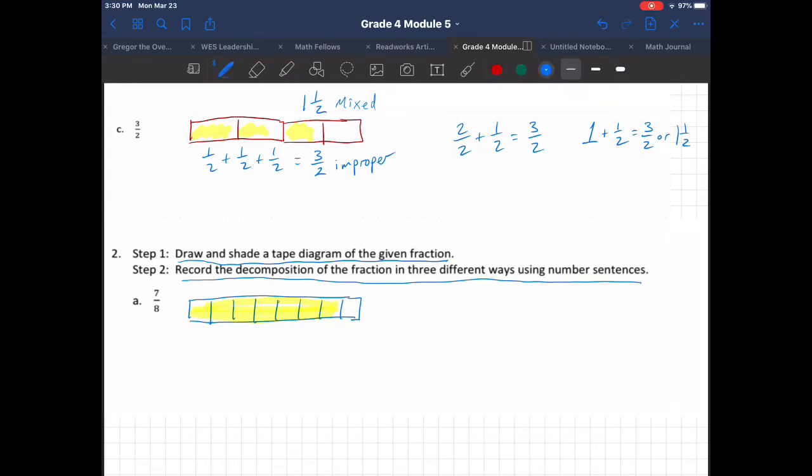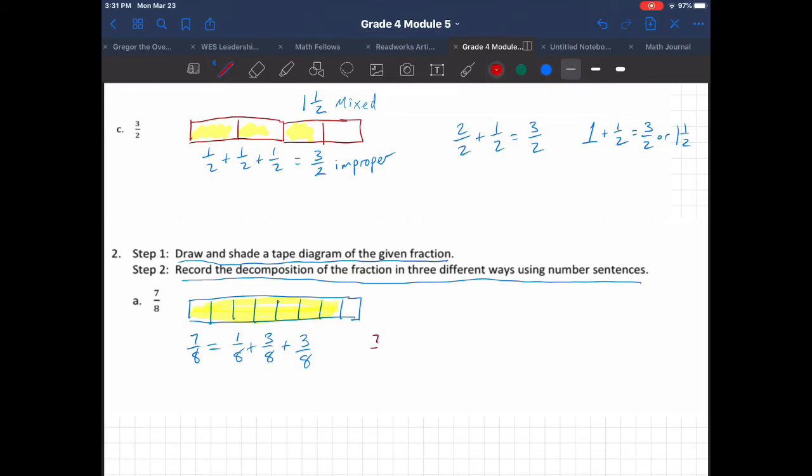So I've got 7/8, and I just needed to come up with 3 different ways to get to 7/8. So you might have different answers here. As long as your numerators add up to 7 and you use 8 in the denominator, your way is fine. So I could do 1/8 plus 3/8. That's a total of 4/8. I need 3 more 8s.